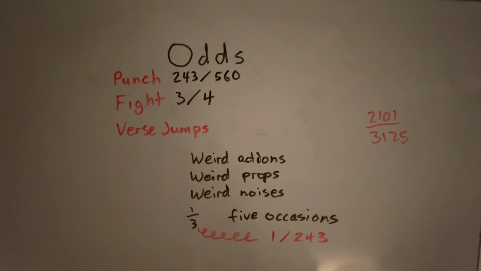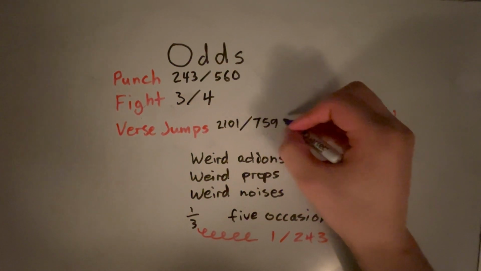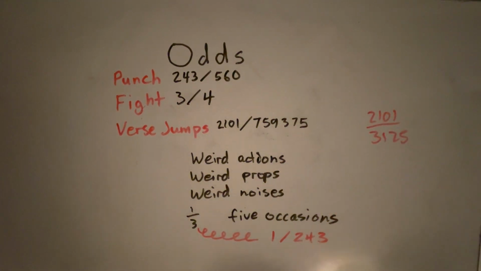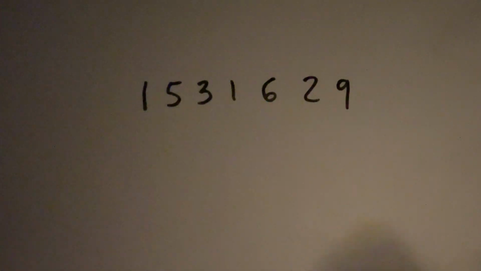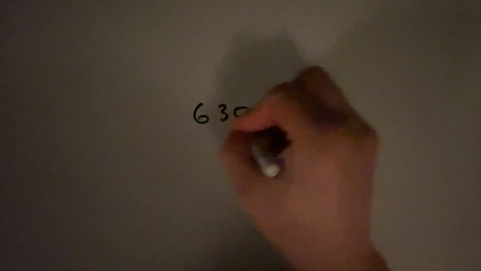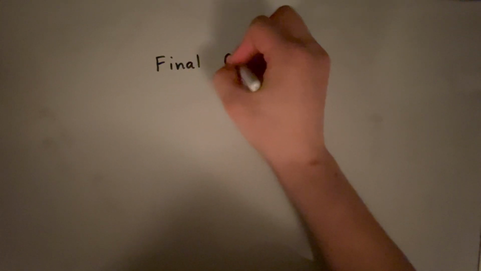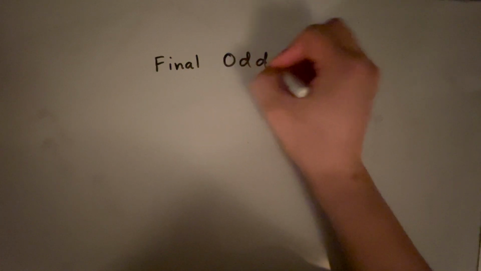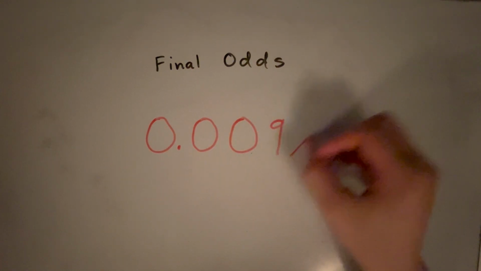Added together with the earlier calculation, this section's odds becomes 2,101 over 759,375. Finally, all multiplied together, the odds come out to 1,531,629 over 17 billion, 10 million. Reduced, it comes out to 6,303 over 70 million. Well, now we know that if we were to travel to a random split with the exact same necessary initial conditions, the likelihood that you'd see these same events transpire and the successful outcome of the final event is 0.009%.